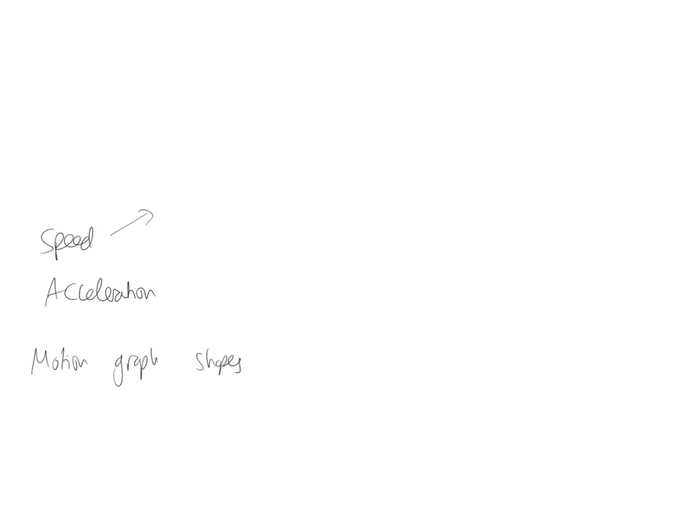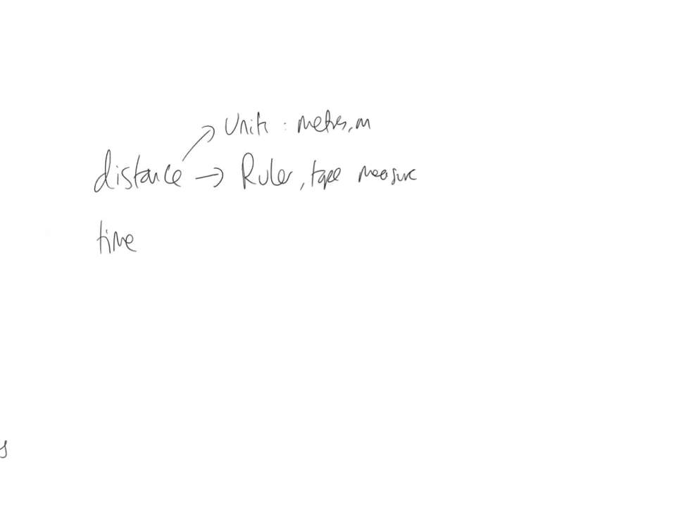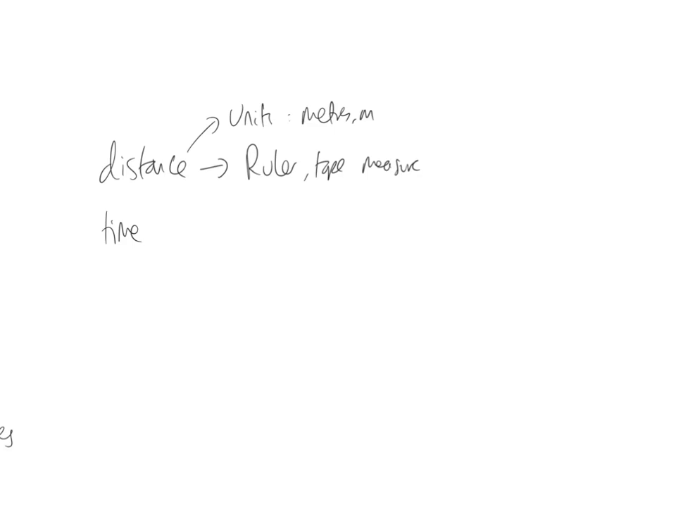Now, to know what speed is, we need to know what distance is and what time is. We already have an idea of what distance is, and it can be measured using things like a ruler, a tape measure, and the units for distance are meters often. Now, they could be in kilometers as well. Remember, a kilometer is 1,000 meters. It could be in millimeters, but the standard unit where we can is meters. You might also know about miles as well.